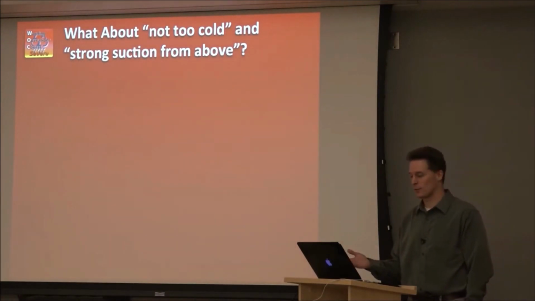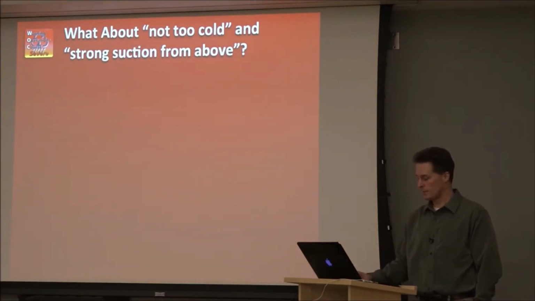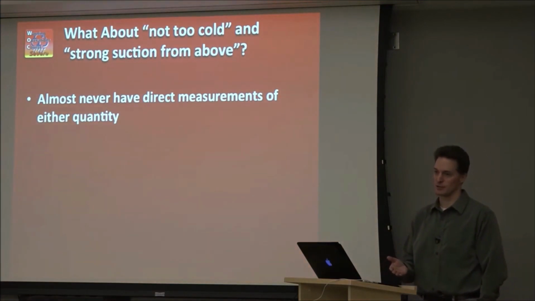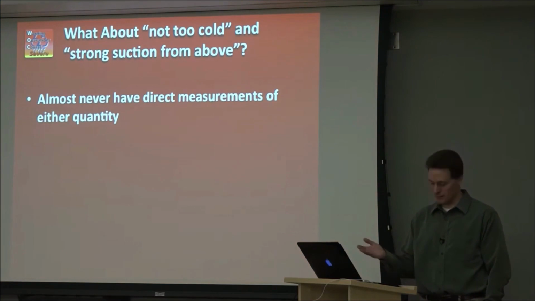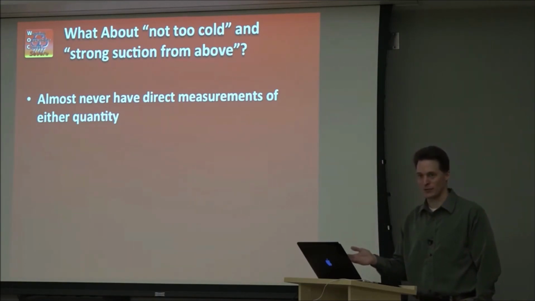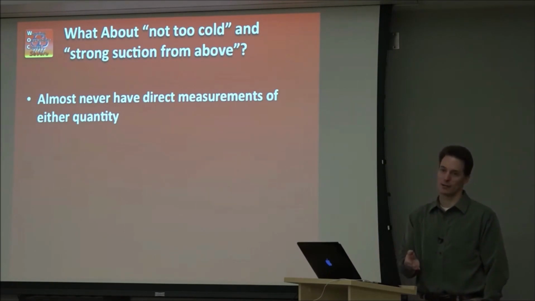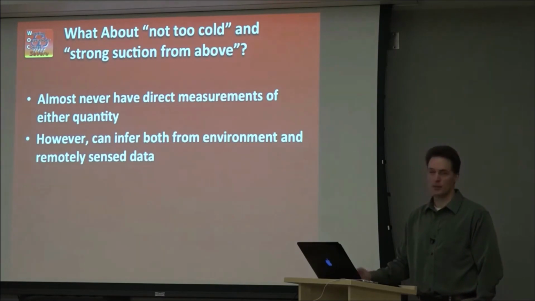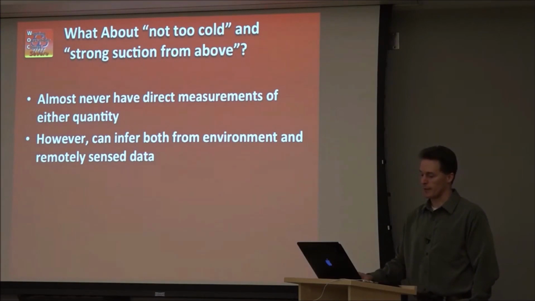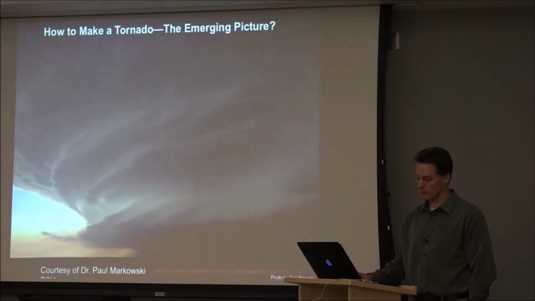What do we mean by not too cold and strong suction from above? Well, the biggest problem is you almost never are going to have any observations of this directly. If we somehow had mesonet towers every 100 meters everywhere and vertical profiles everywhere, you might be able to say something. I don't even know that 100 meters would be high enough resolution in the horizontal to really nail this down. So we're going to have to come up with something in the environment that is a proxy for these processes. And we actually have those, and we'll try to look at this.